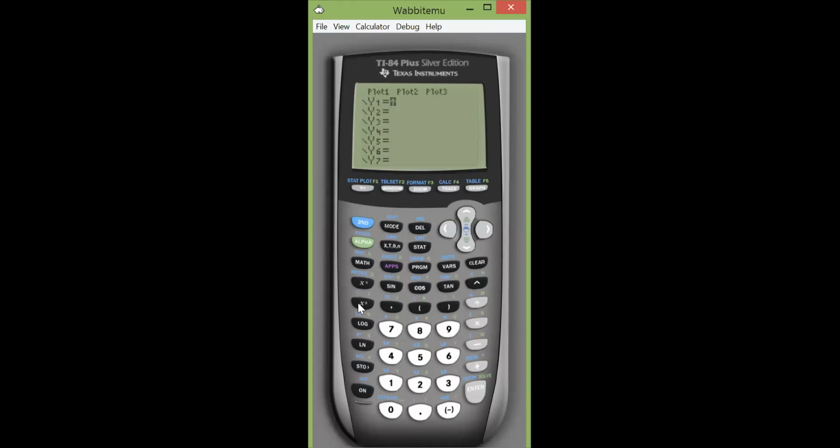I'm going to just type that function in. So square root of 4 minus x squared, close parentheses. I'm going to do zoom standard window. Oh, whoops, what's wrong here? Square root of 4. Oh, sorry, that should be a minus sign. That should work now.